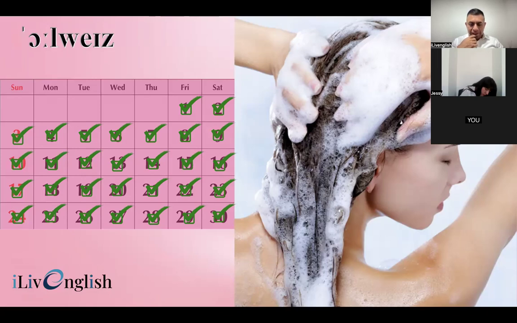So, Jesse, what is the frequency? What is the frequency for Monday, Tuesday, Wednesday, Thursday, Friday, Saturday, and Sunday? Always. Excellent. Student you, what is the frequency for Monday, Tuesday, Wednesday, Thursday, Friday, Saturday, and Sunday? Good. Excellent.